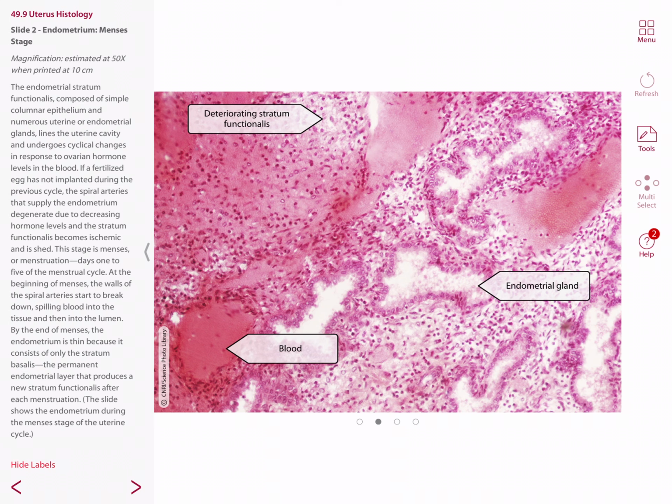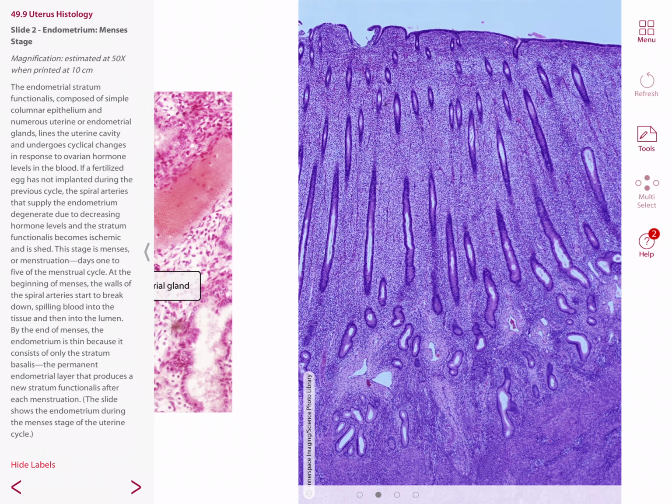Here's some endometrial glands, blood vessels, and some stratum functionalis, and it's saying deteriorating. Basically what that means is that those spiral arteries have begun to constrict and the menses is about to begin.